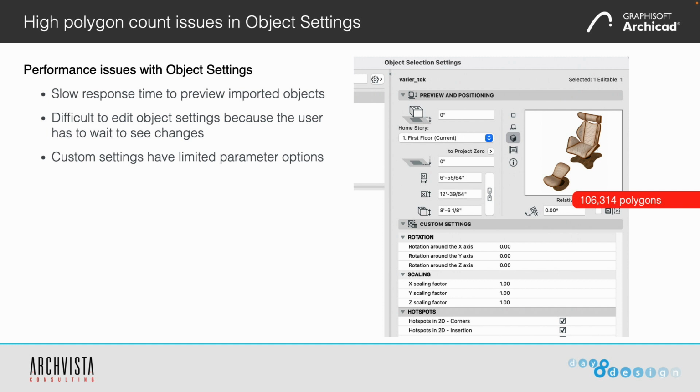The other thing that's frustrating is the fact that we just don't have a whole lot that we can edit in terms of the parameters here. We've got rotation, we have scaling, and we have hotspots, and that's it. And so if I want to edit the materials here, if I want to maybe turn off the base or turn off the footstool or something like that, I can't do that. I've got to convert this object to a morph. At that point, which we'll talk about in a second, is a whole other issue.